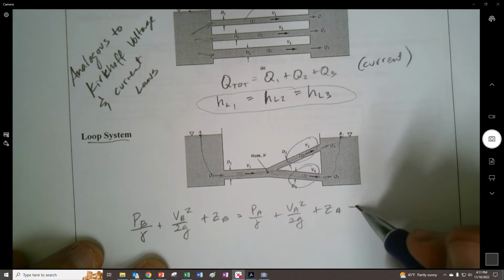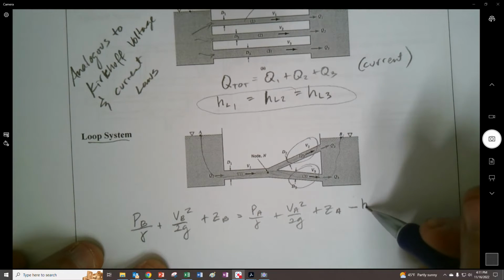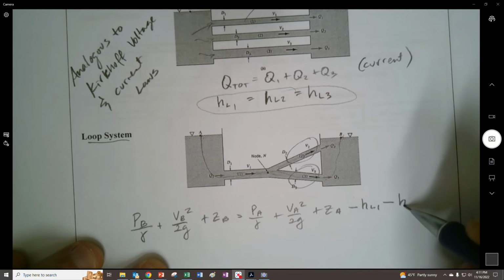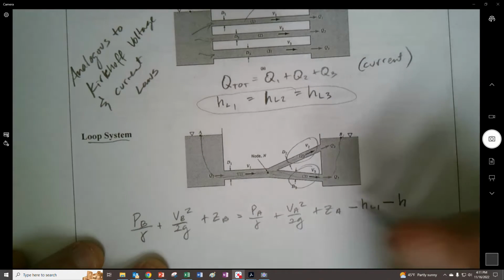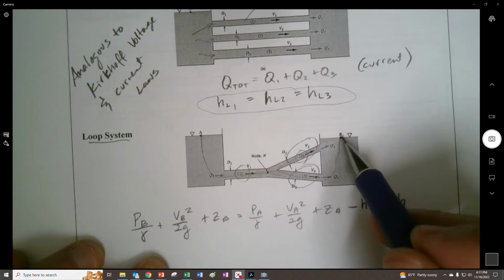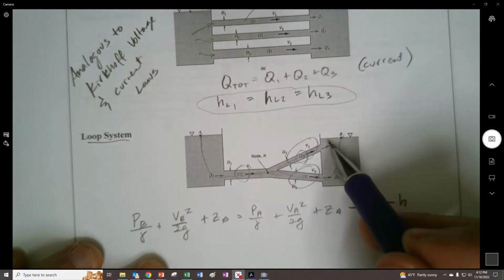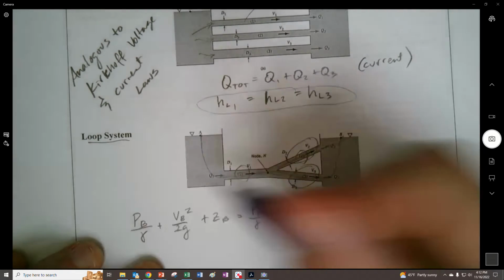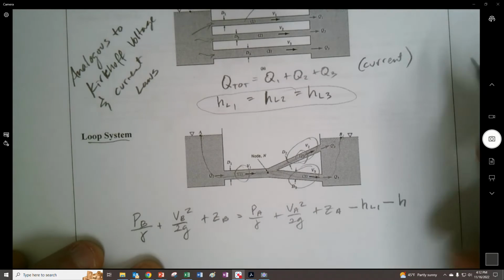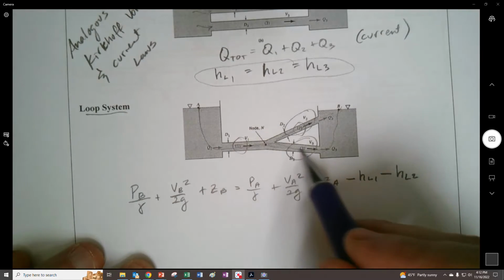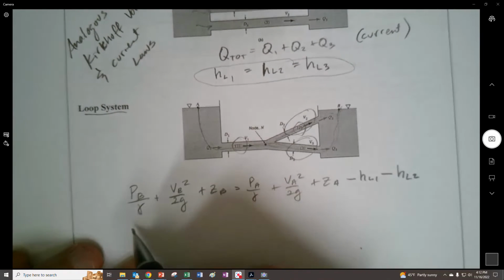And now we're going to subtract HL1 and then minus HL1 right here, and we're going to go through this guy right here. Did I do that right? Yes, I think so. So what we really do is go from A to B, but we're going through this branch, HL2.